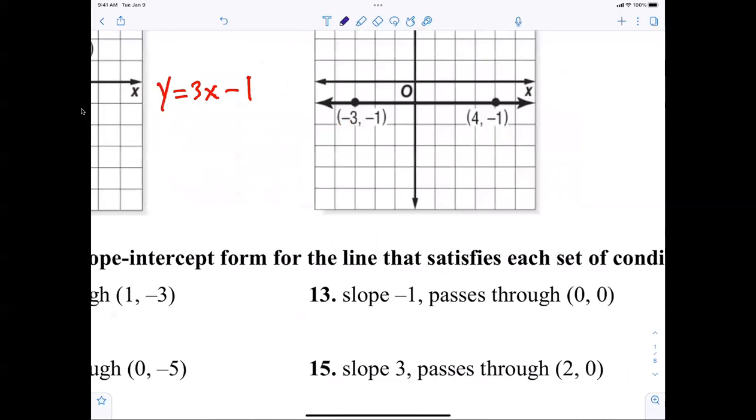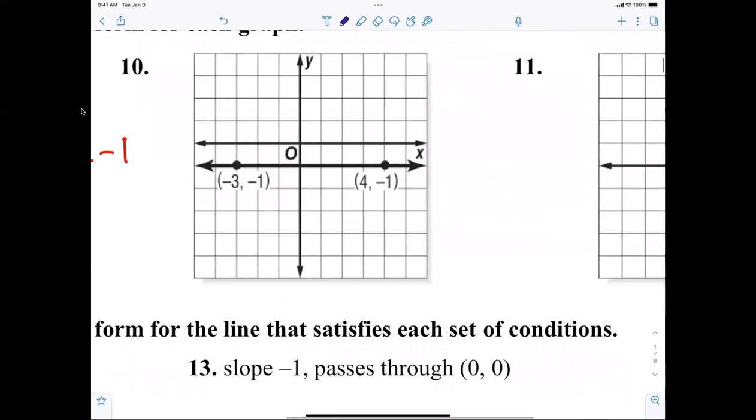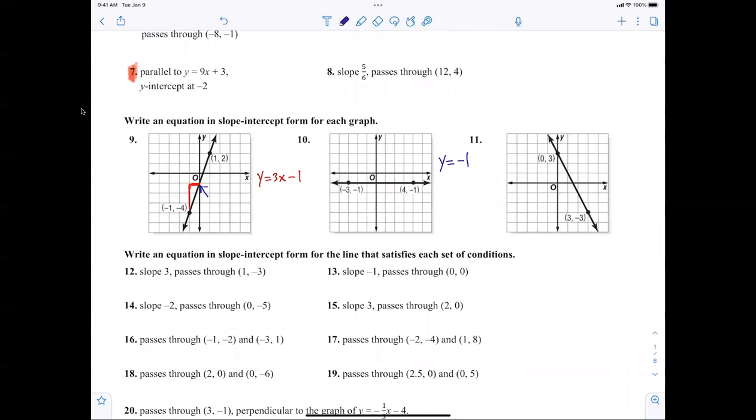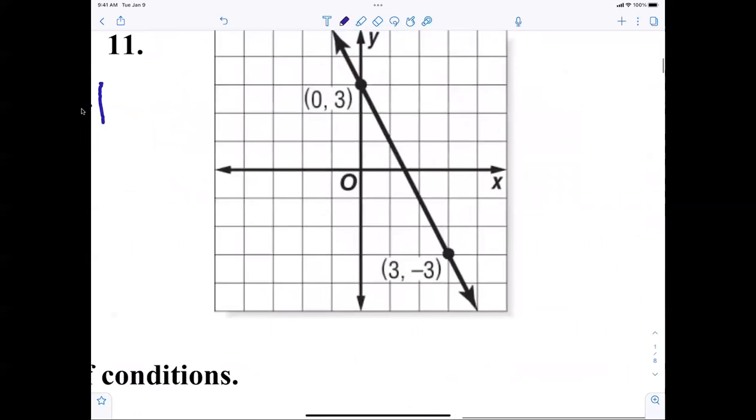Okay, number 10. Horizontal lines are always what? Y equals -1. All horizontal lines are y equals, all verticals are x equals. All right, let's just knock out 11.